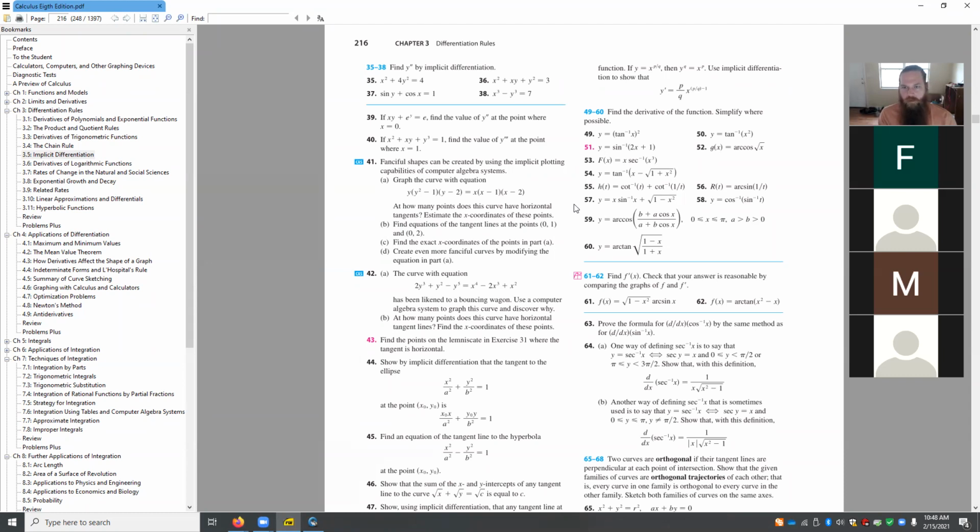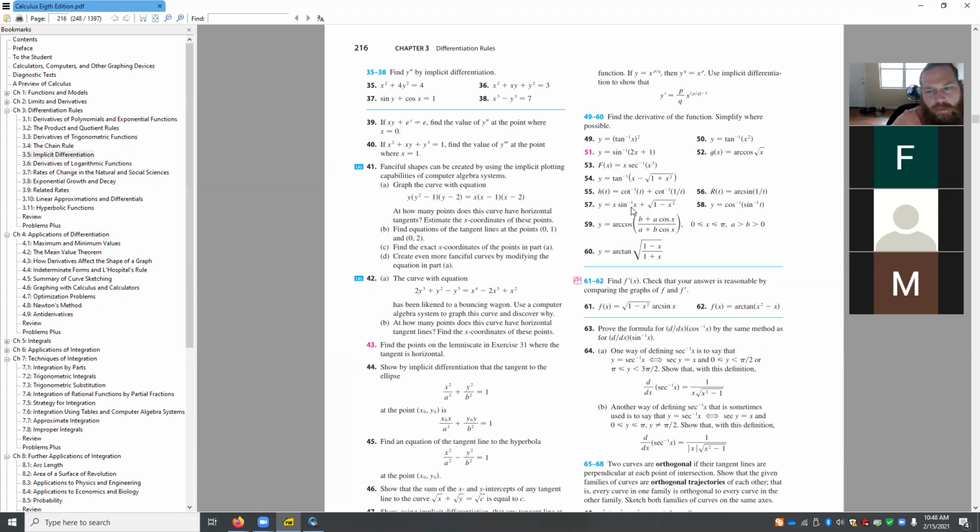Something a little bit scary looking, but not something totally outrageous. Let's take a closer look here at number... well, these are all chain rule things. I'd like to do something that's more than just the chain rule. Let's look at number 57.